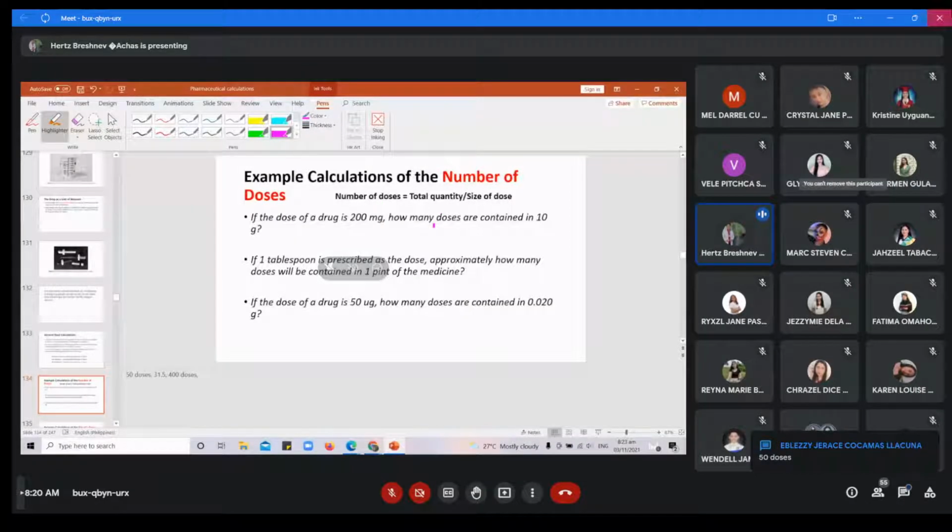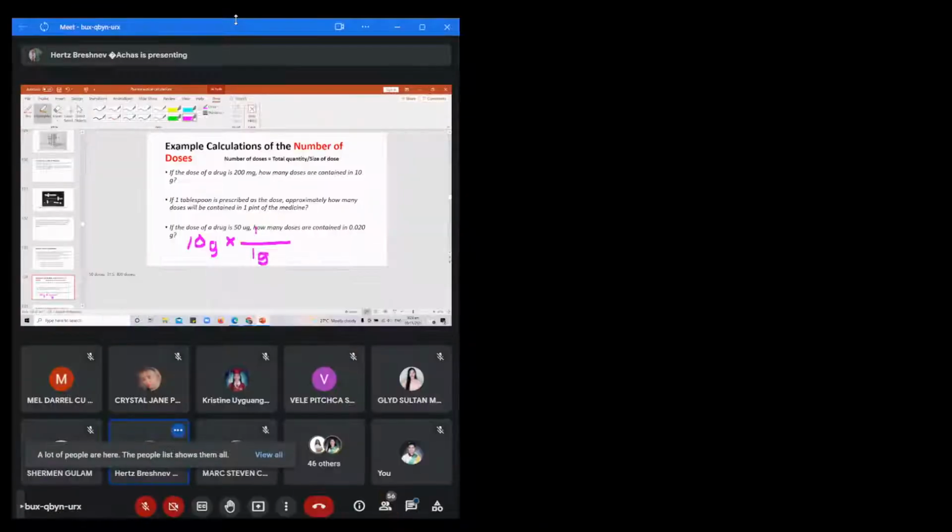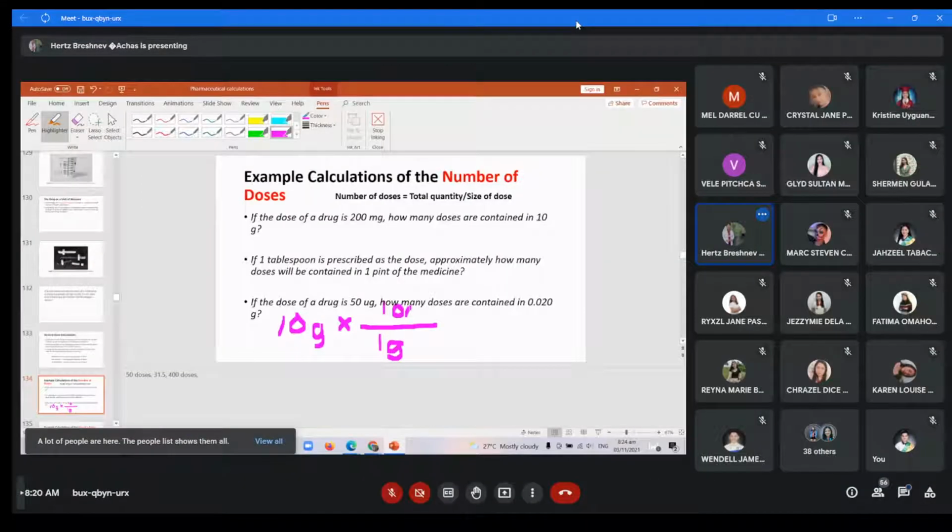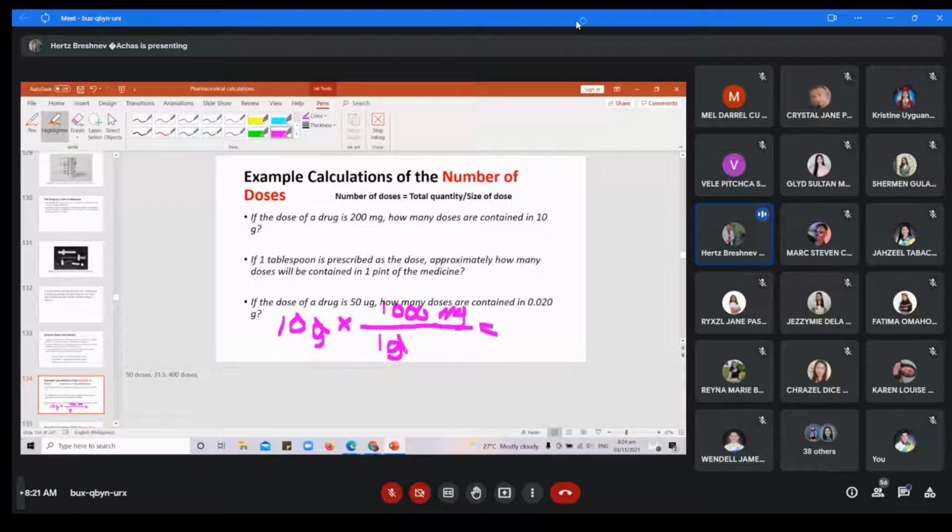So the formula for this is number of doses equals total quantity divided by size of the dose. Now, our total quantity here is the 10 grams, but the main problem is the unit is not the same. So we need to convert the 10 grams to milligrams. 1 gram is 1,000 milligrams. So we will do this properly, canceling out the units.